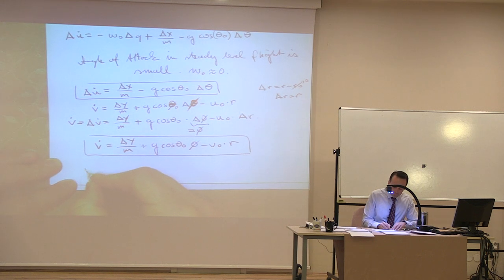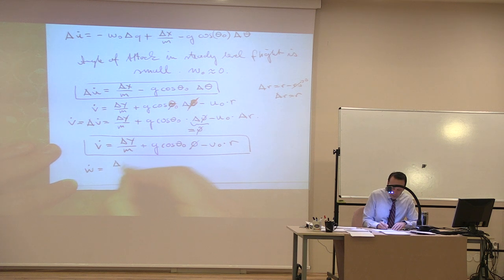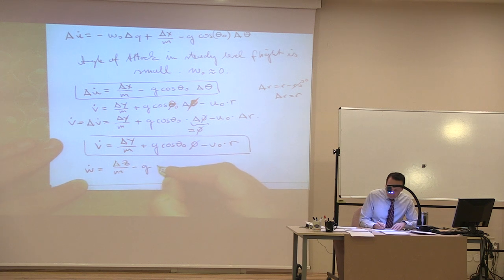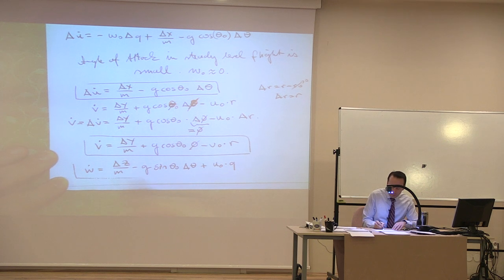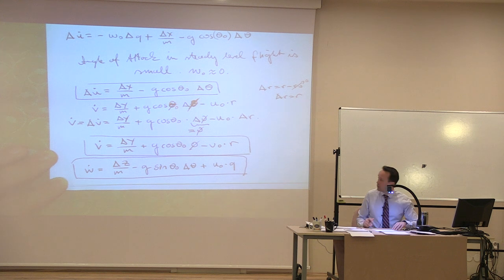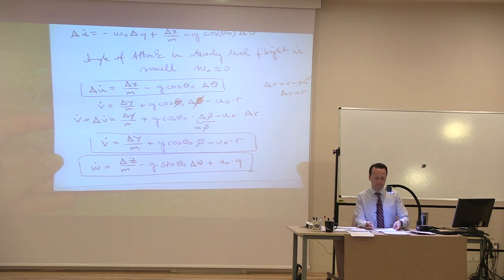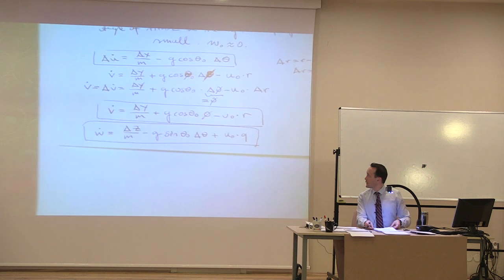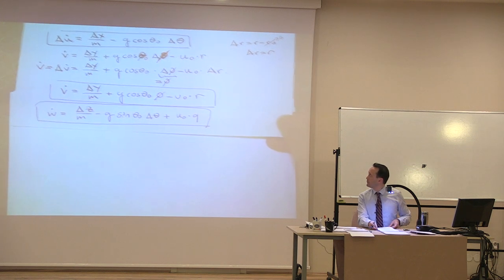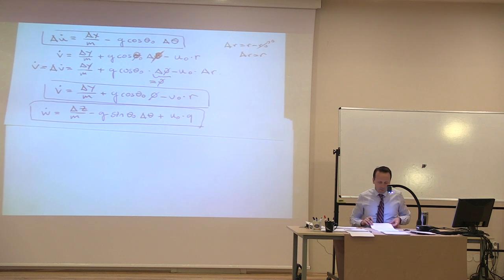Okay. The third one would look like this. W dot is equal to del z divided by m minus g sine theta 0 delta theta plus u 0 times q. So that would be the third one. Still a perturbation equation, or a linearized equation, whatever you want to call. Is that fine? Let me just move this a little up here. Okay, so you have these three equations now.